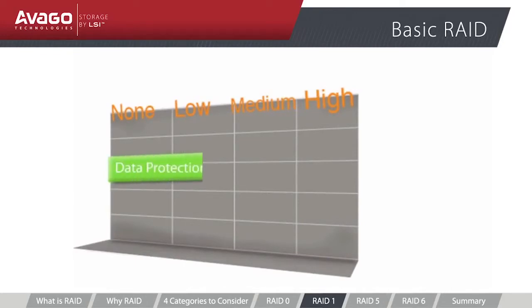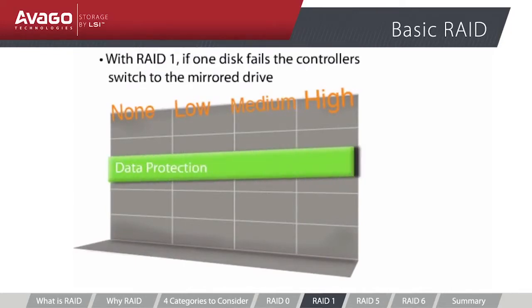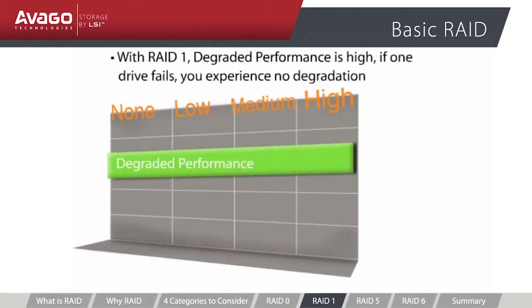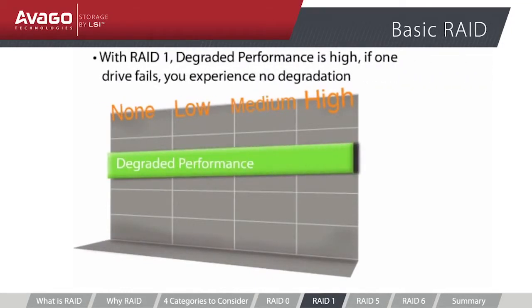Data protection is high. If one disk fails, the controller switches to the mirrored drive, which provides no lapse in user accessibility. These mirrored drives can be used to run the system while the failed drive is reconstructed. Degraded performance is at the highest rating. Since all of the data is written twice on 2 separate drives, if one drive fails, you experience no degradation.